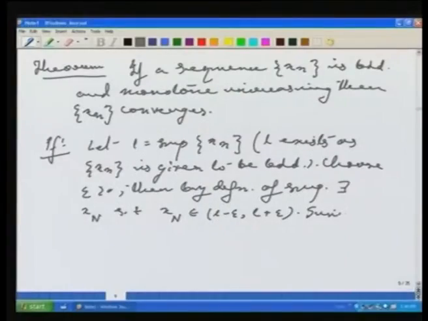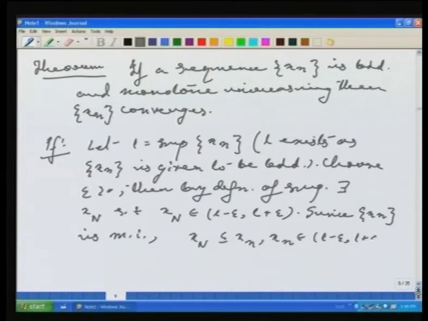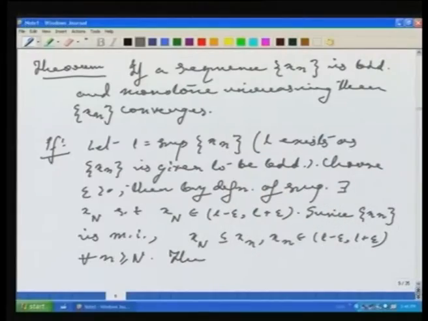The rest is simple, since x n is monotone increasing, capital X n is less than or equal to x n, and x n belongs to (L minus epsilon, L plus epsilon) for all n bigger than or equal to capital N. But is not this the condition which you want for the convergence of a sequence? Well, this completes the proof.